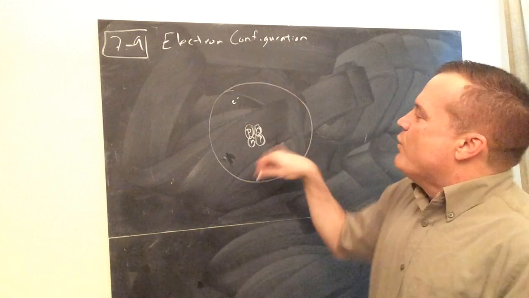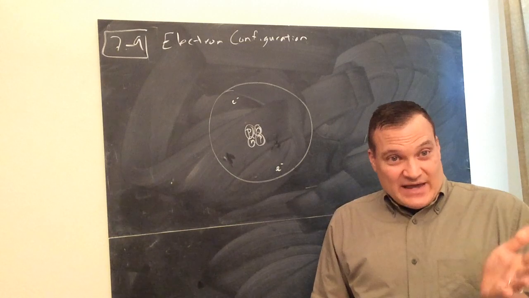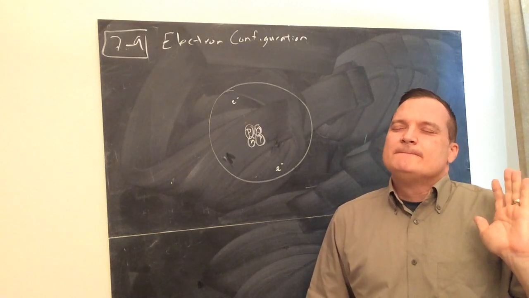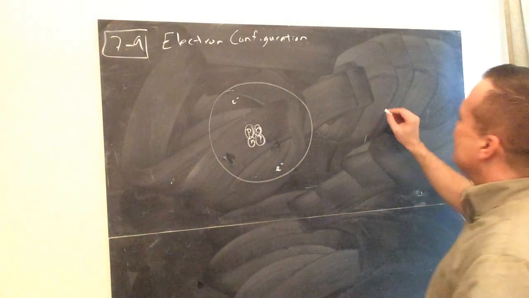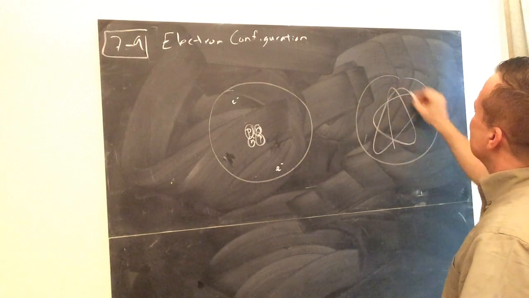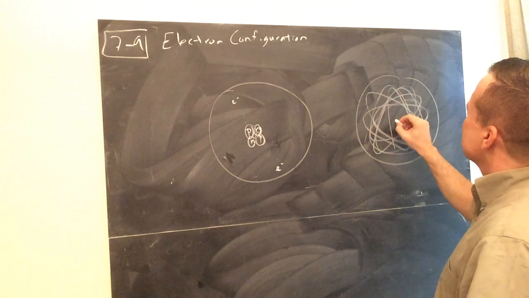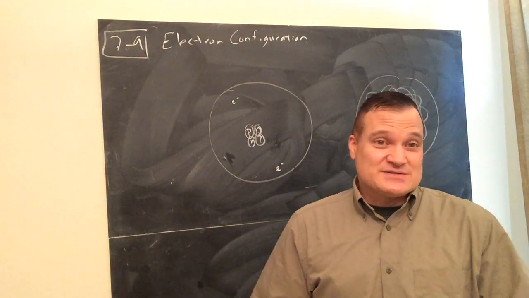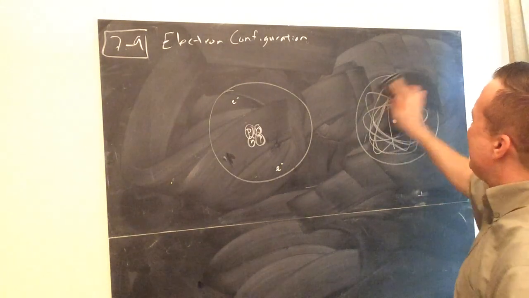Now, one model of the atom, the last one we talked about way back in chapter 2, was called the planetary model by Ernest Rutherford, where he said that the electrons go around the nucleus. Here's your nucleus, we'll say. They surround the nucleus in orbits just like the planets go around the sun. Well, it turns out that is not true.